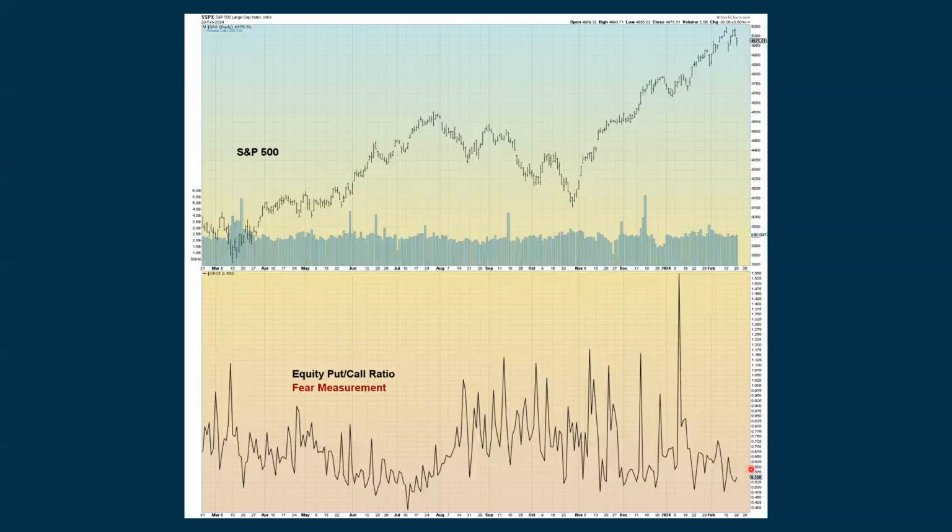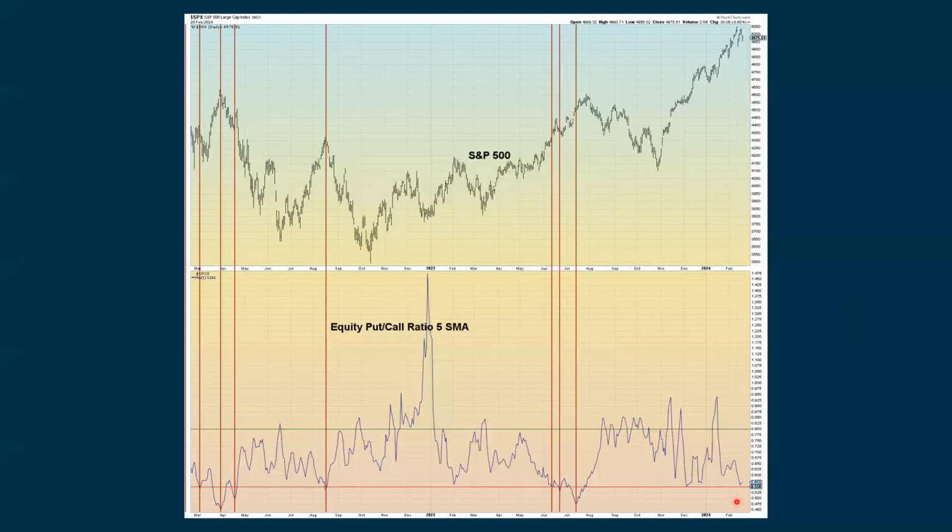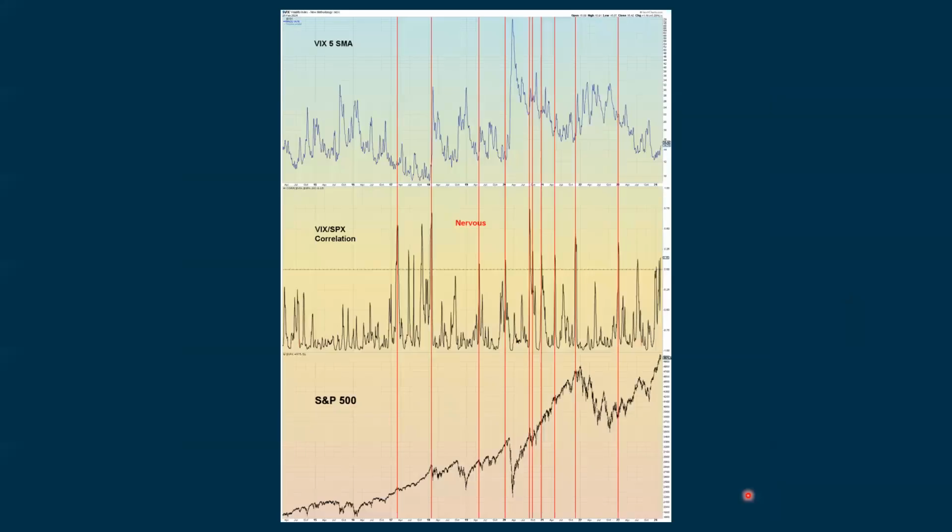Then the equity put call ratio did tick back up on the daily chart. We're starting to tick back up here with our 5 period. That's more negative. And we're still keeping an eye on our VIX to S&P 500 correlation. We're still extreme. We haven't necessarily topped out yet. This could still go higher.